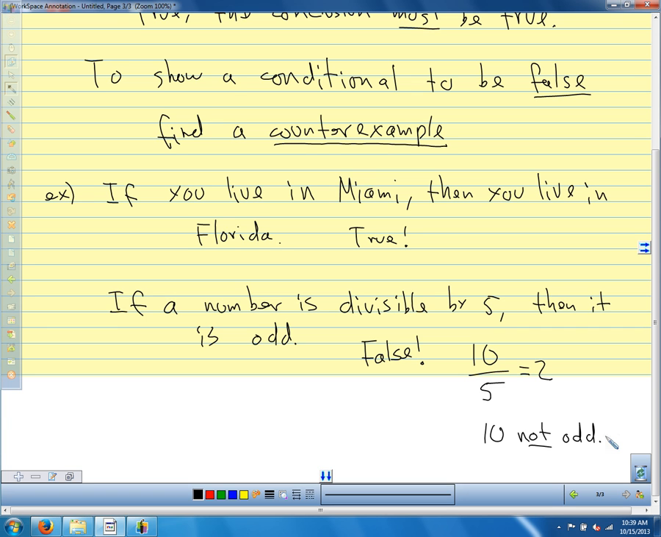All right, questions so far? All right, what we want to do next is talk about some other statements that we can make from conditionals. So we know a conditional is something that we can write as an if and a then. Hypothesis is the part after the if. The conclusion is the part after the then. For it to be true, it has to be true all the time. For it to be false, we find one counterexample that shows it's false.